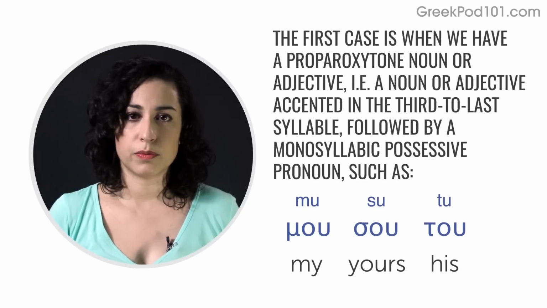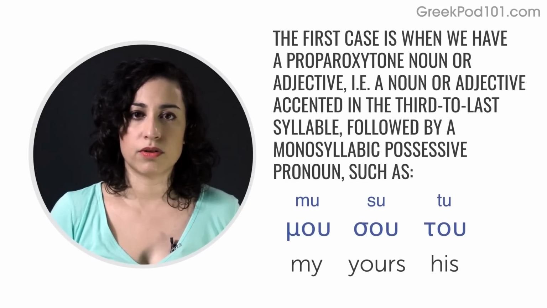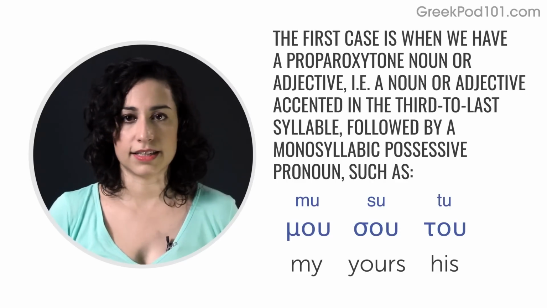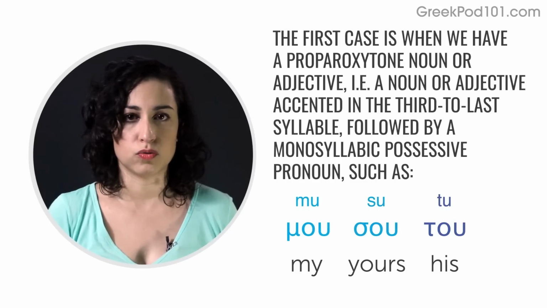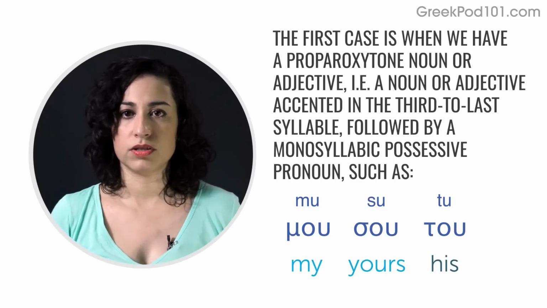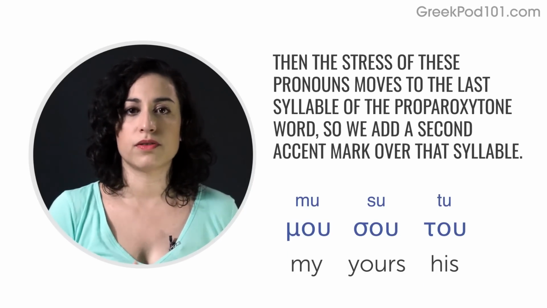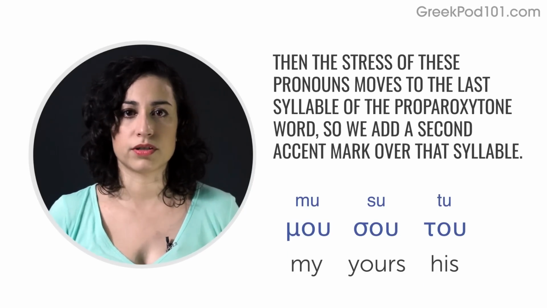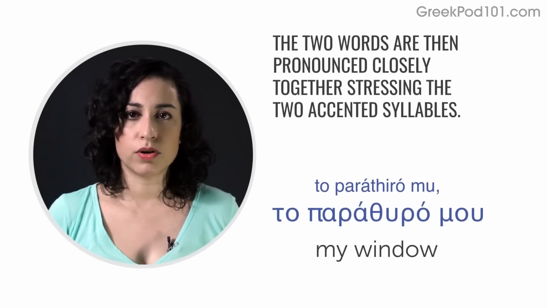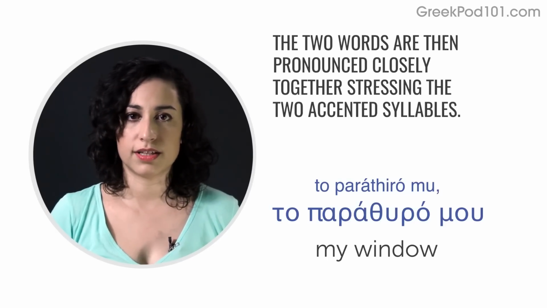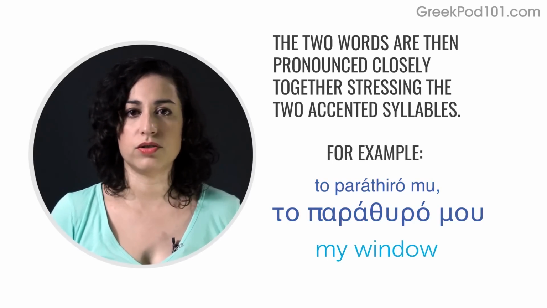The first case is when we have a proparoxyton noun or adjective, in other words, a noun or adjective accented in the third to last syllable, followed by a monosyllabic possessive pronoun such as μου, σου, του, my, yours, his, etc. Then the stress of these pronouns moves to the last syllable of the proparoxyton word, so we add a second accent mark over that syllable. The two words are then pronounced closely together, stressing the two accented syllables. For example, το παράθυρό μου, my window.